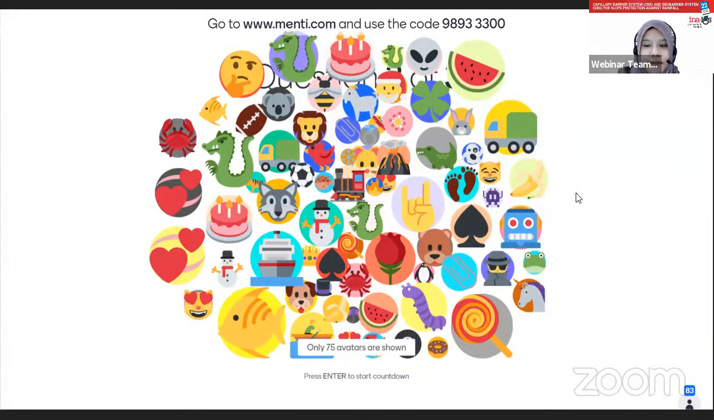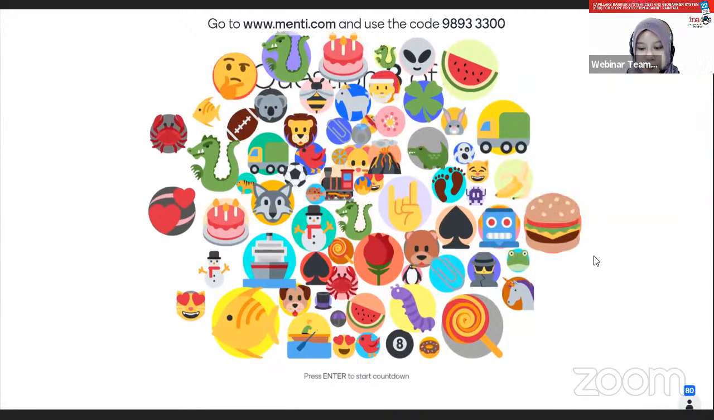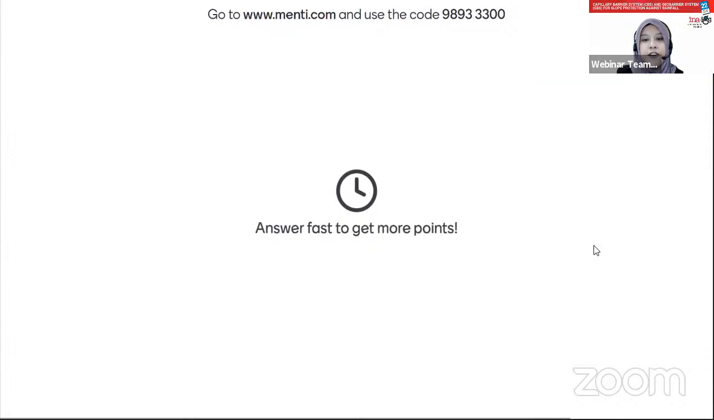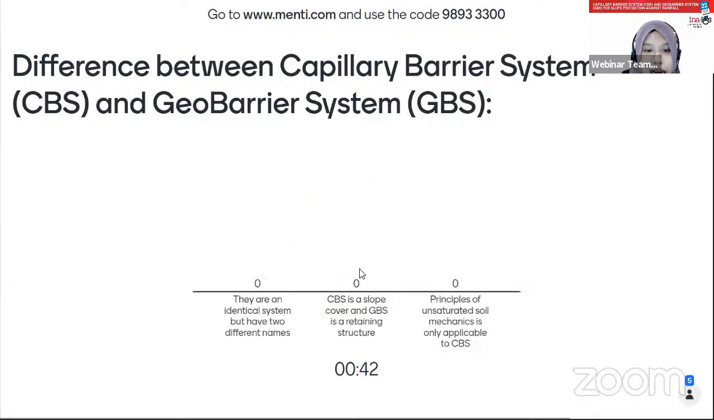The first question. Answer fast to get more points. The difference between capillary barrier system or CBS and geo barrier system or GBS. First option, they are an identical system but have two different names. Second option, CBS is a slope cover and GBS is a retaining structure. Or is it the third option? Principles of unsaturated soil mechanics is only applicable to CBS.